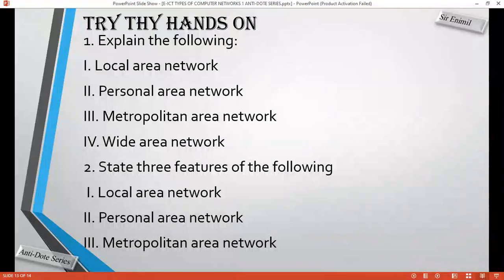All right, so all too soon we've come to the end of this tutorial. Try the hands-on exercise. Explain the following: local area network, personal area network, metropolitan area network, wide area network. Then state three features of the following: local area network, personal area network, and metropolitan area network.